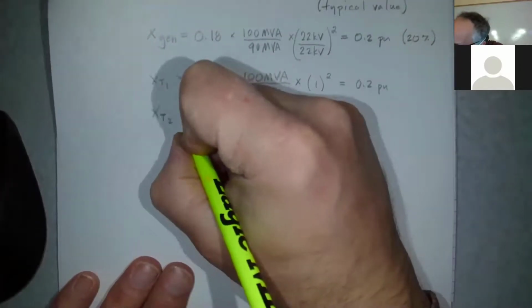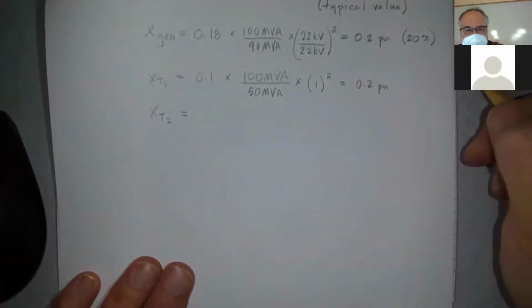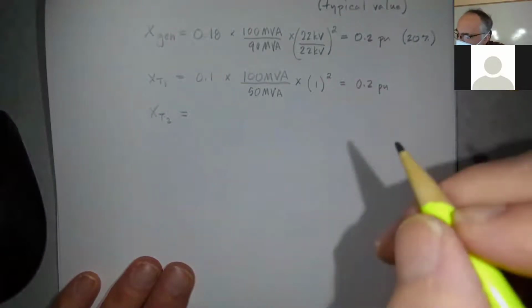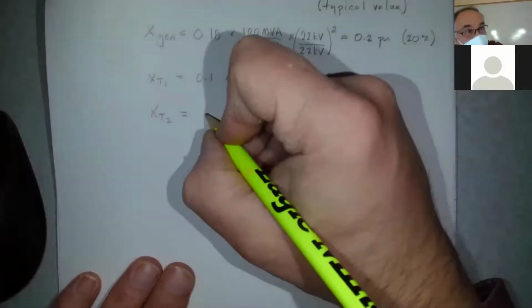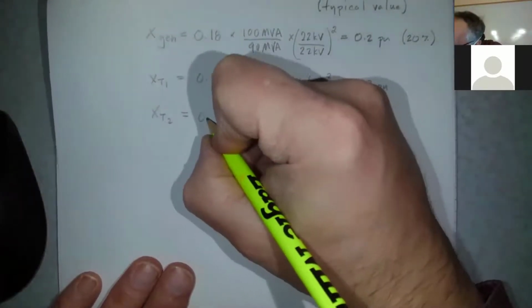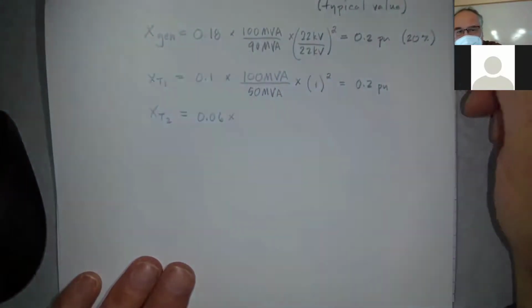And then we got XT2. What's on the nameplate of XT2? 0.06. So how much is that? Oh, so it's a 6%. And 0.06. Oh, I almost messed that one up big time.